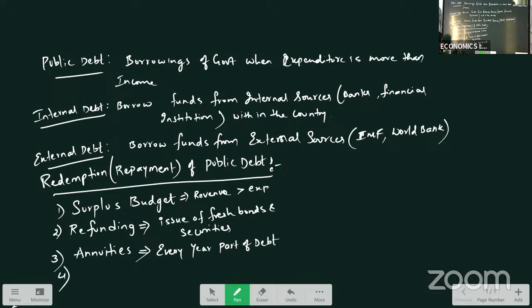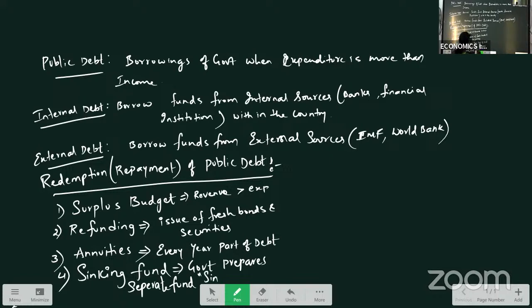Then next one we have sinking fund. Sinking fund means when the government receives certain grants from various sources, that will be deposited every year into a separate fund account called sinking fund. Okay, so here the government prepares a separate fund called sinking fund.